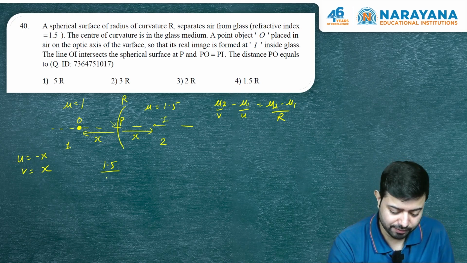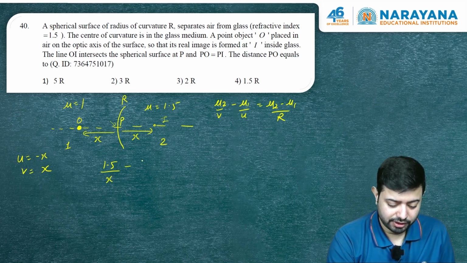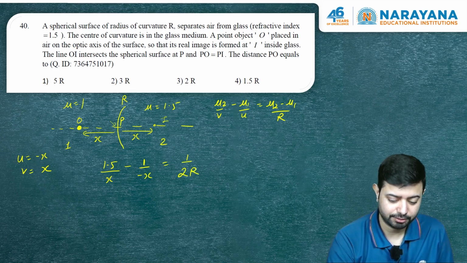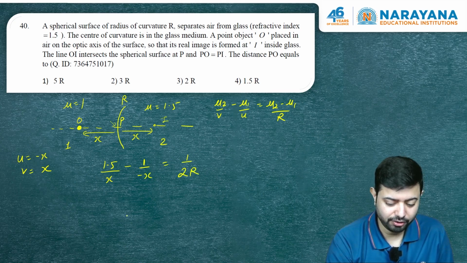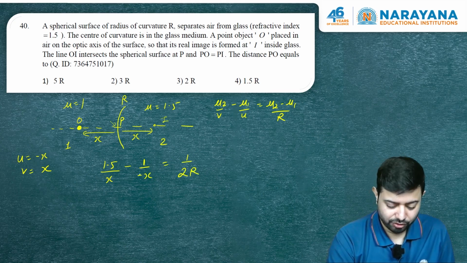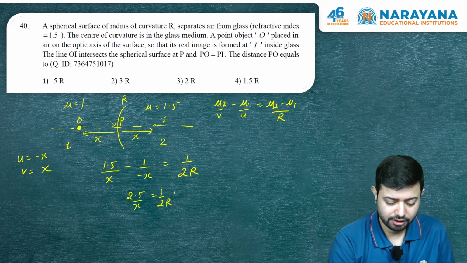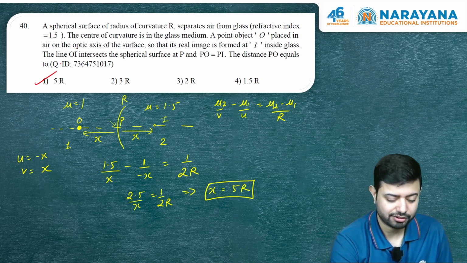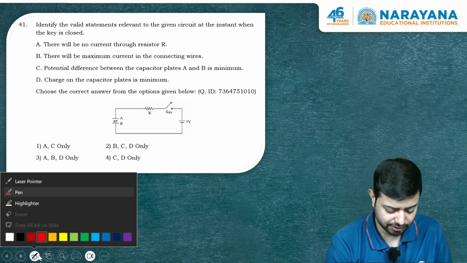I will put these numbers: 1.5 by x minus mu 1 times 1 upon minus x should be equal to mu 2 minus mu 1, that is 1 by 2 times r, right. This is the concept now. So, let us see what is the value of x coming out to be. So, here 1.5 plus 1 is 2.5, right. 2.5 by x is 1 by 2r, and from here I can say x is nothing but 5r. That is the answer, right. Which option is matching? First option. Let us move to the next one.